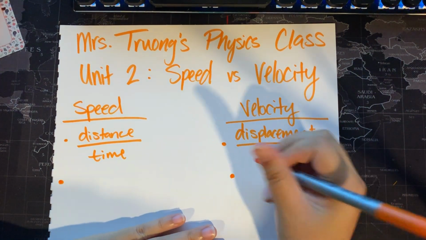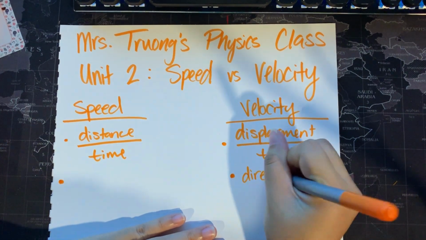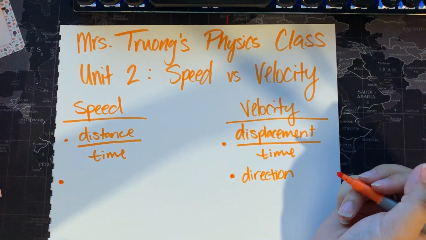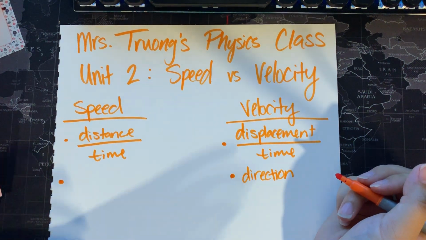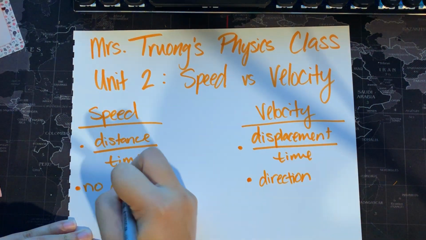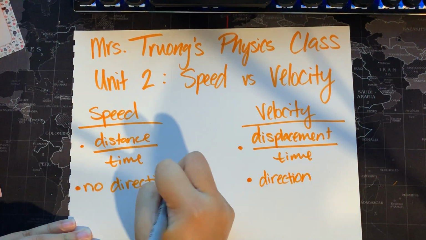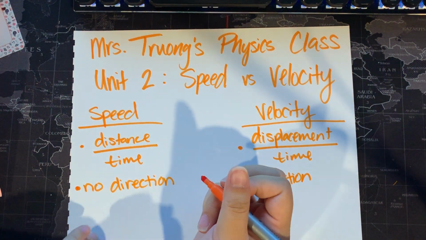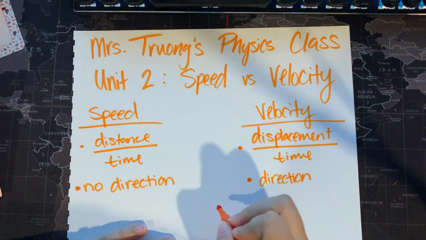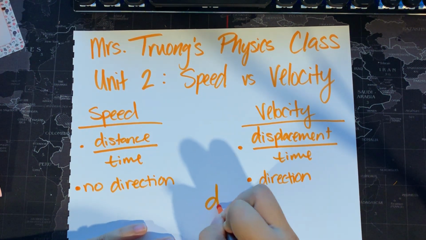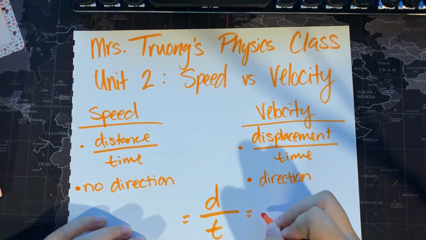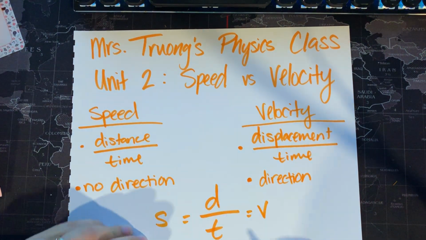Here's another difference. Velocity has direction. It has direction, so left, right, up, down, north, south, east, or west. Speed doesn't have direction, so no direction. But here's your equation. So they're the same. You still have d divided by t, whether it's for velocity or it's for speed.